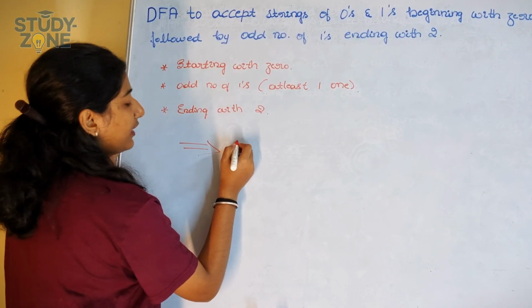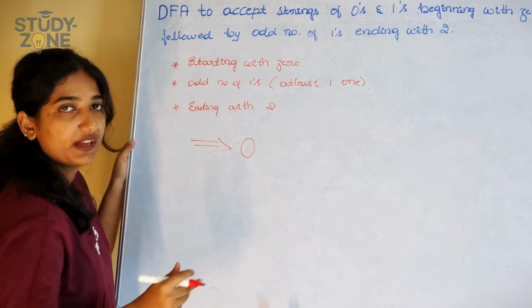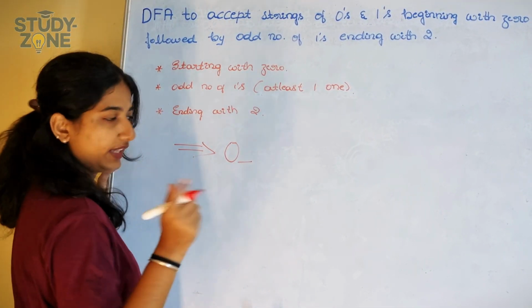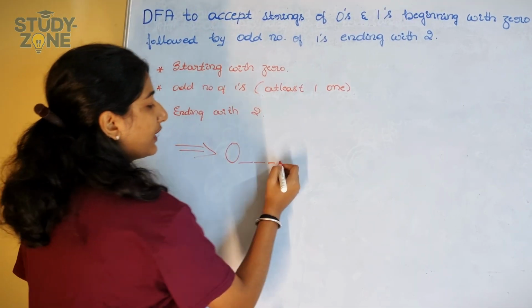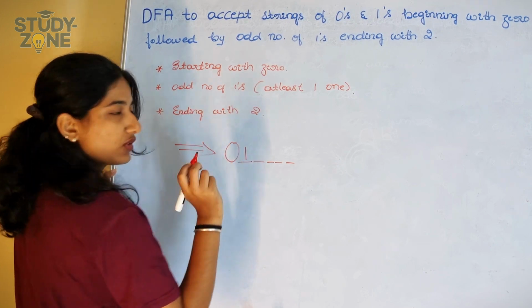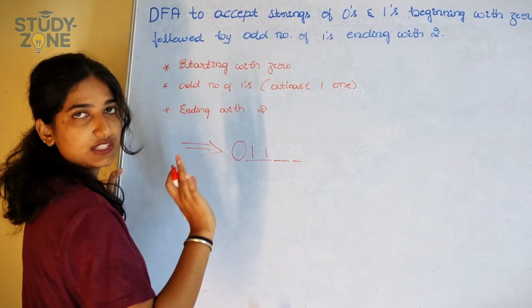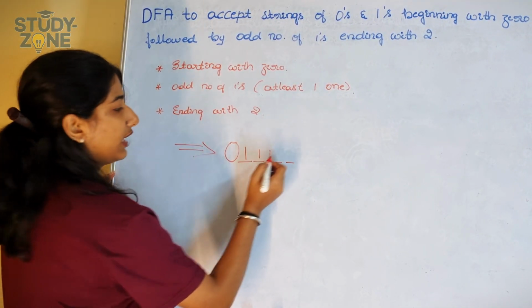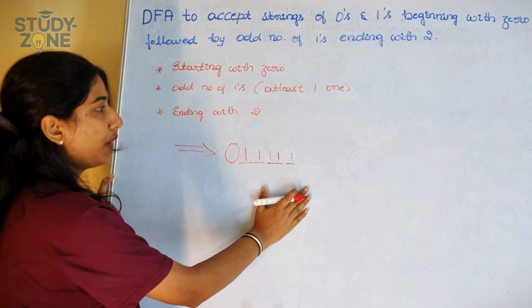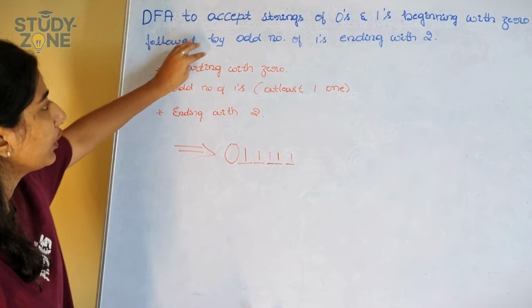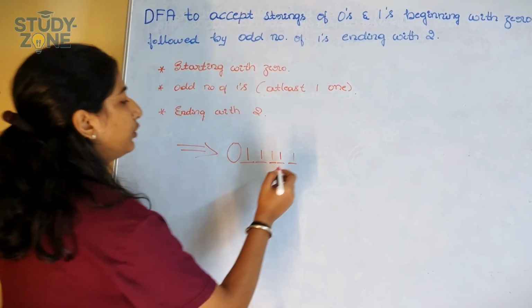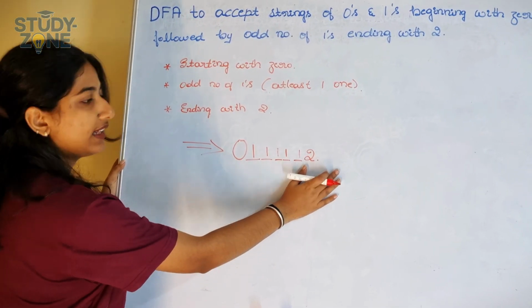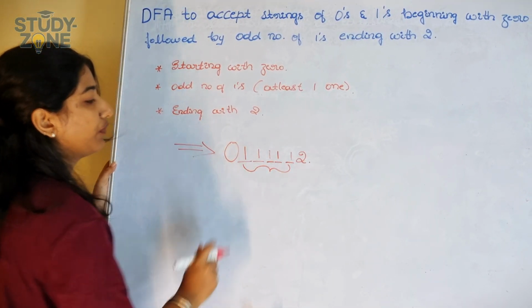Here it should start with 0 and followed by, which means next to this we should have odd number of ones, which means we can have 1 or 3 ones or 5 ones. So 1 is also okay. If I write this one, this is not okay because it is even number of 1. So 3 is also okay, 4 is not okay, we can have 5 ones and ending with 2. So 0 will be starting, 2 will be ending, in the middle we should have odd number of 1 only.